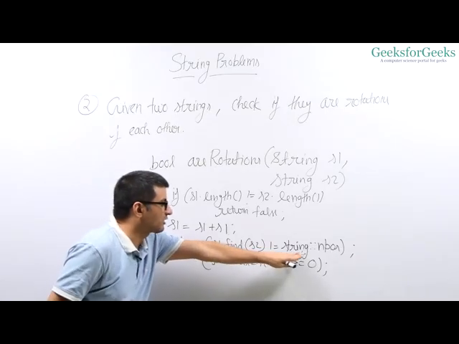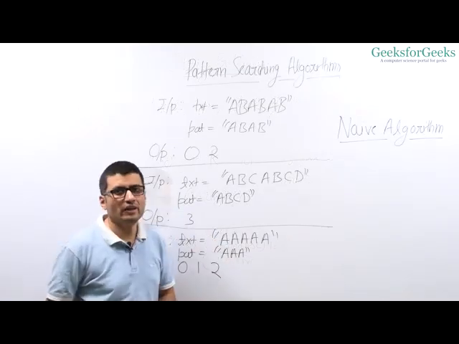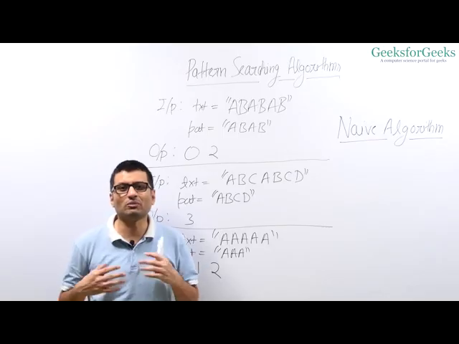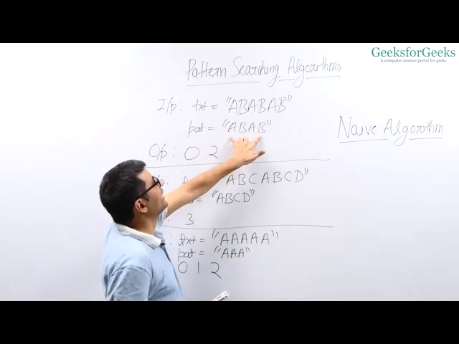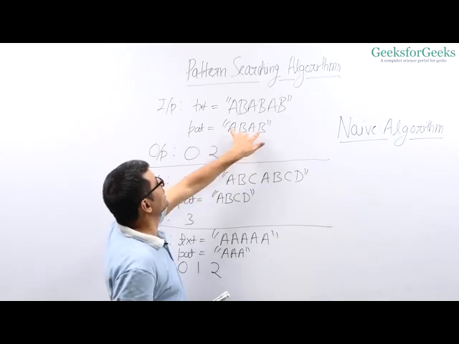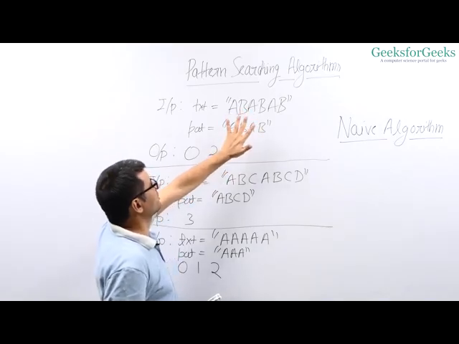In C++, we have a constant to check whether it is present or not. Let us now talk about the pattern searching problem on strings. So I have a text and I have a pattern. I need to find all indexes in this text where this pattern is present.